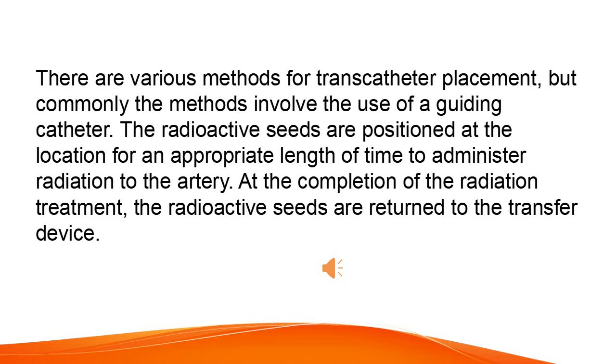There are various methods for transcatheter placement, but commonly the methods involve the use of a guiding catheter. The radioactive seeds are positioned at the location for an appropriate length of time to administer radiation to the artery. At the completion of the radiation treatment, the radioactive seeds are returned to the transfer device.